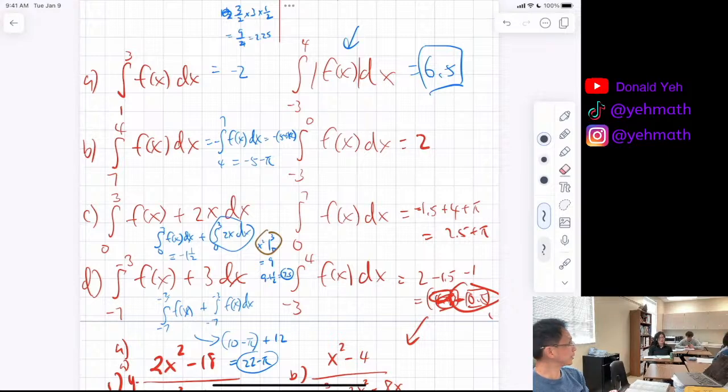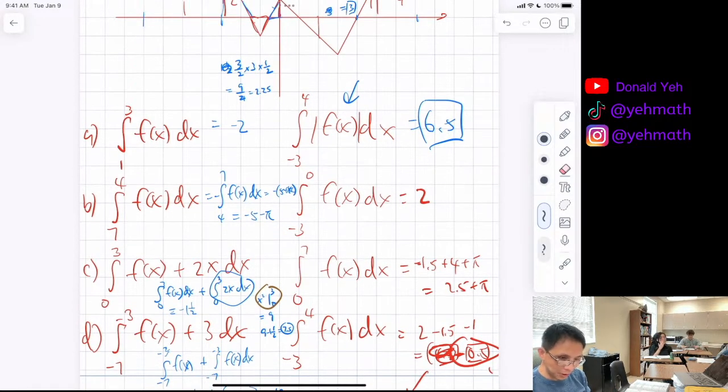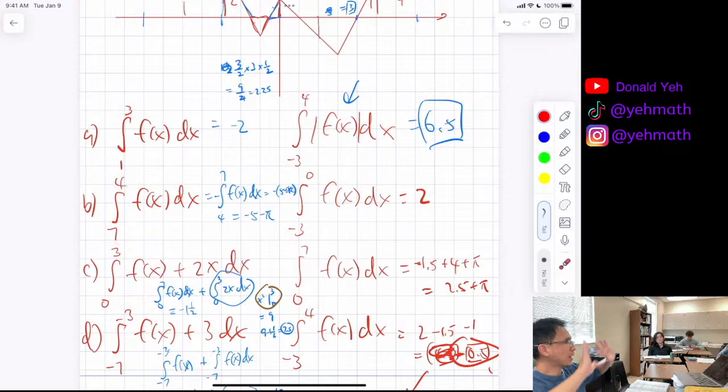Min, you want to ask me a question? Yeah, how do you do B? That's a great question. So for me, I always pay attention to the boundaries. This boundary is 7, this is a 4. I don't like that orientation. Why don't I like the orientation? Because I would rather have one set of orientation.